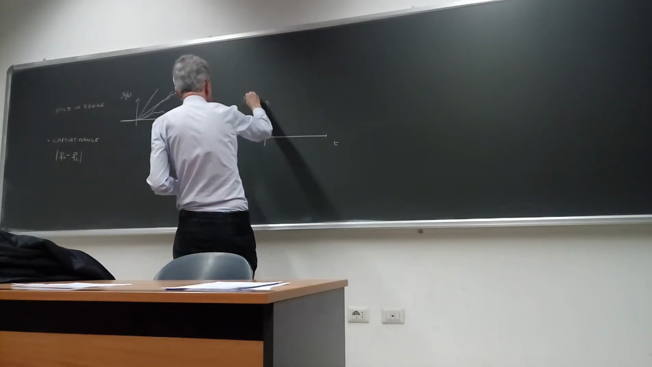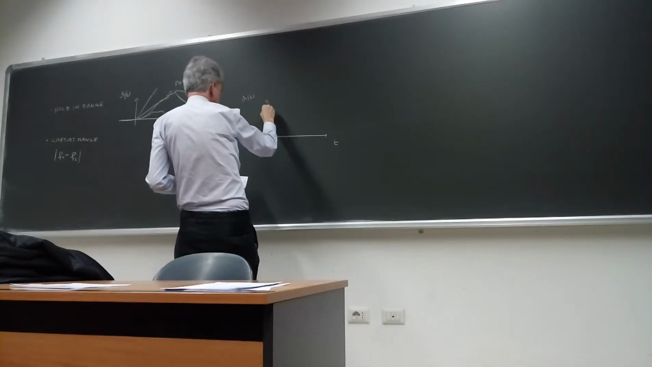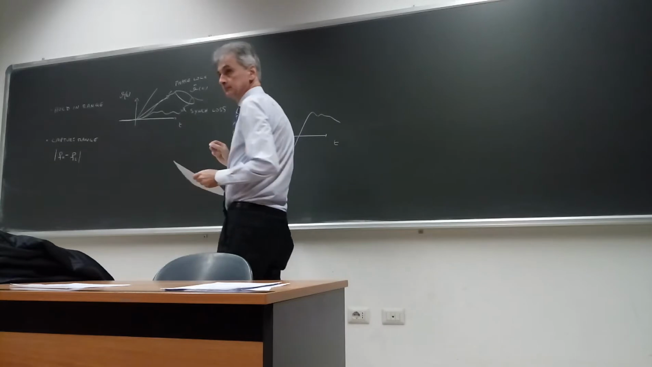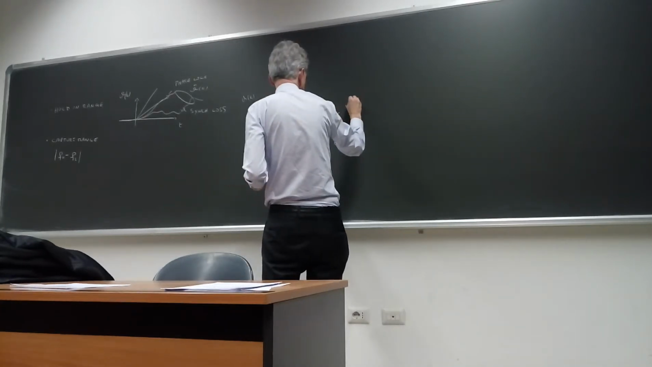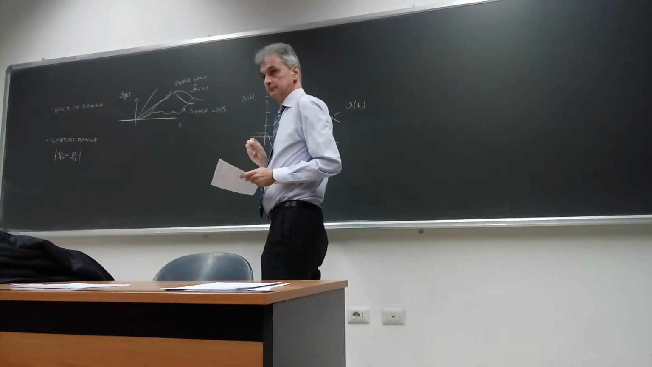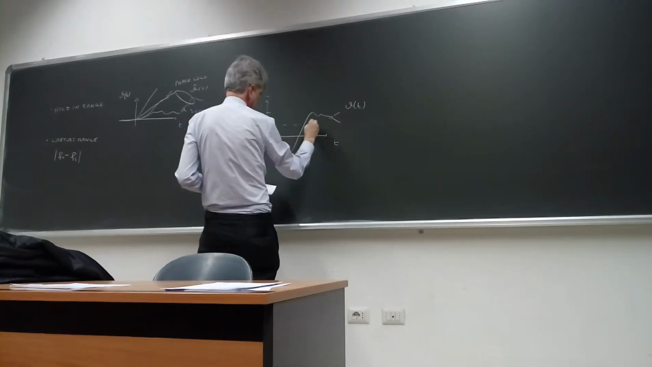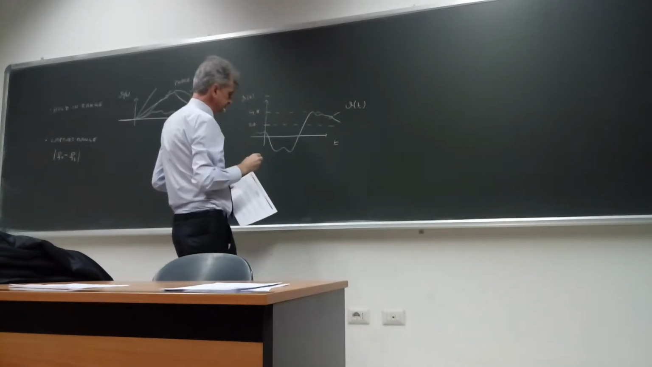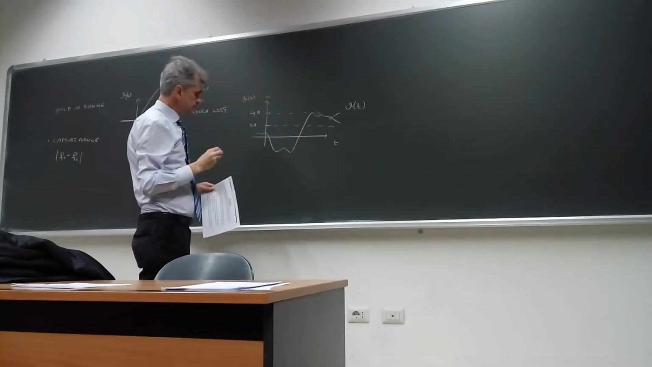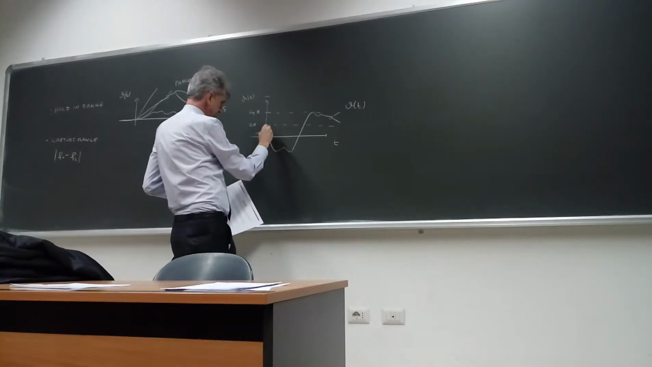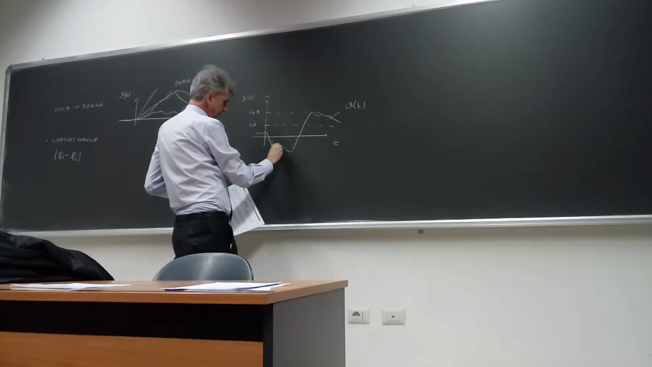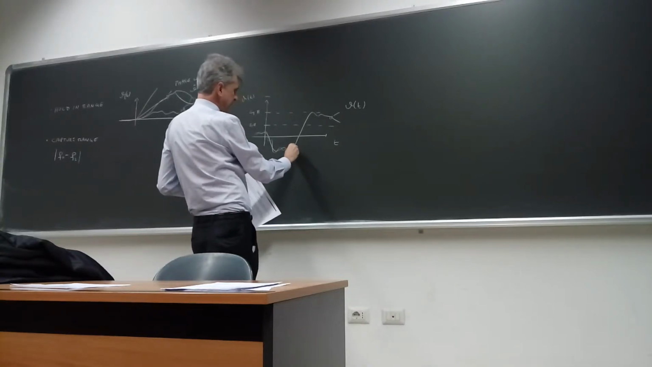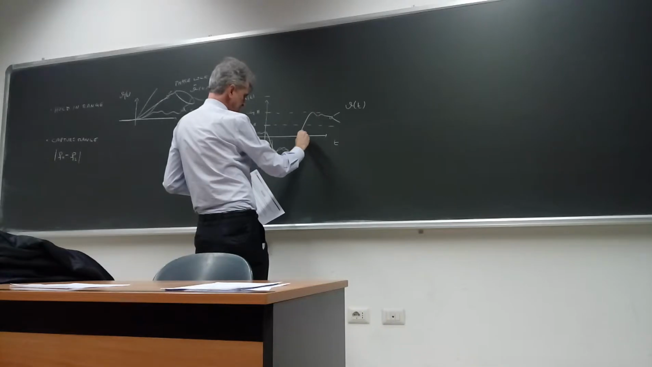Here is the time, here is the theta. Suppose that this is the input theta. This is 2 pi, 4 pi, okay? And this is the recovered phase. Then at a certain time, for instance here, there can be a cycle slip, which means this.